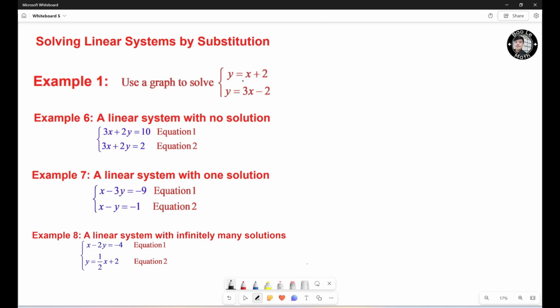Alright, so look at the first and the second equation. You see that x plus 2 equals y, and 3x minus 2 equals y. Because they both equal y, you just equate them. So I have x plus 2 equals 3x minus 2. Now I subtract 3x from both sides.